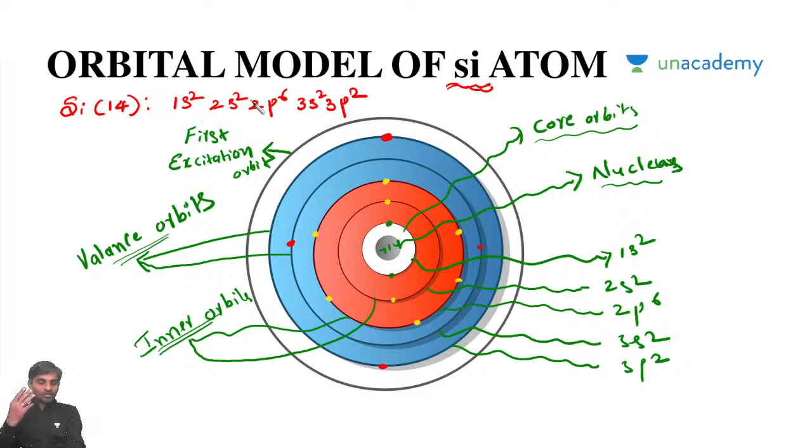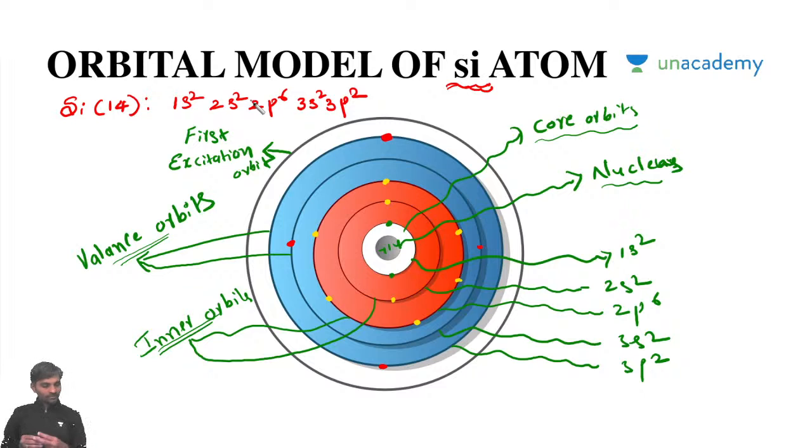Sir, I can't discuss germanium because germanium has many orbits. I'll stop my discussion here because it is going to be 3d10, 4s2, 4p2, which will create a lot of fuss. I hope you understand the orbital model of the silicon atom. This is very important.